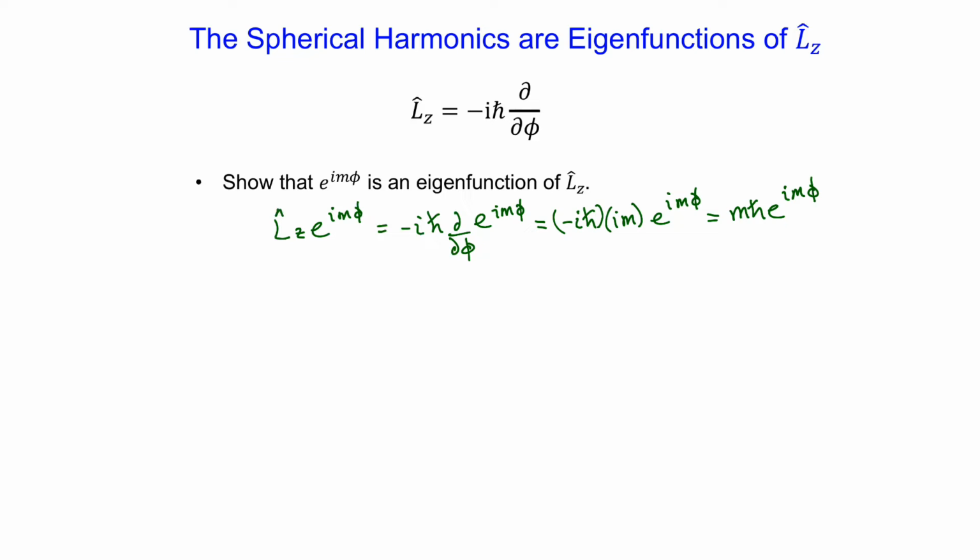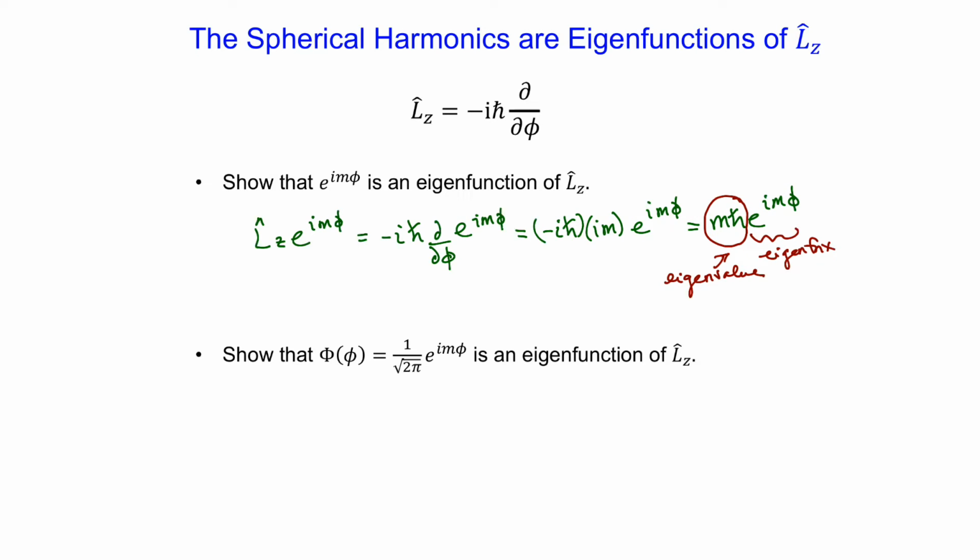Okay, so question for you now is, can you identify what the eigenvalue is? So this is a pop quiz for your material from earlier on in the semester. So what's our eigenvalue for LZ acting on e to the im phi? Well, it is this part, right? So remember, the eigenfunction gets spit back out at you. So that is the e to the im phi. And your eigenvalue is the constant out front.